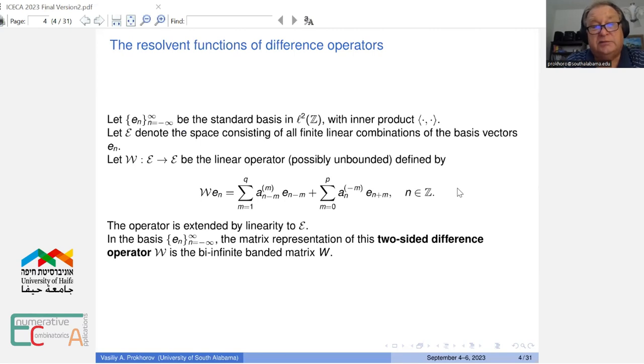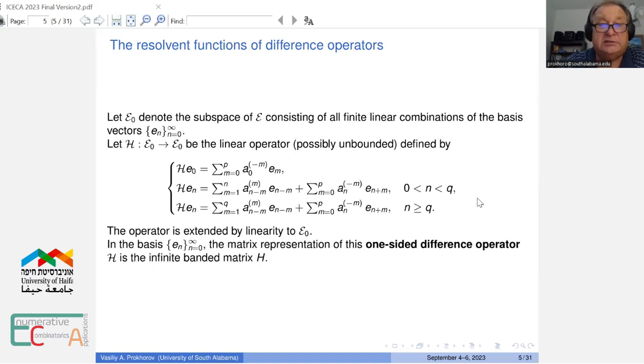First, the two-sided difference operator W, and the formulas for this operator you can see on the screen. The most important property of this operator is that its matrix representation in the standard basis of L2(Z) is the infinite banded matrix W.